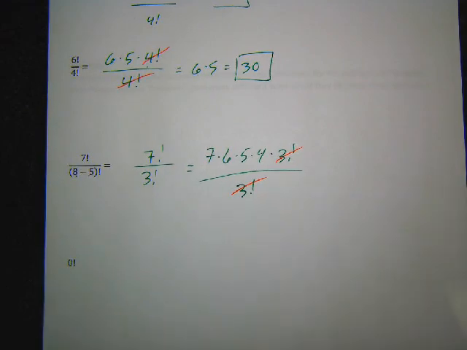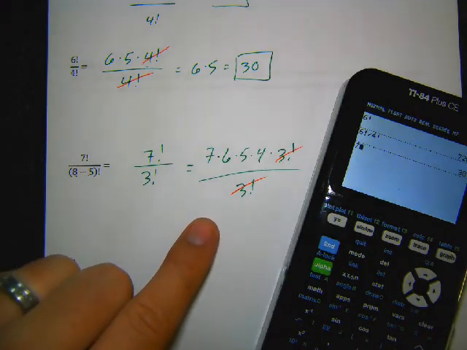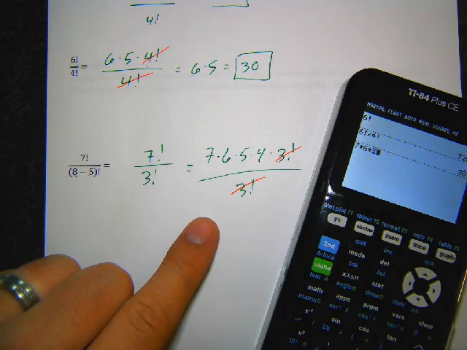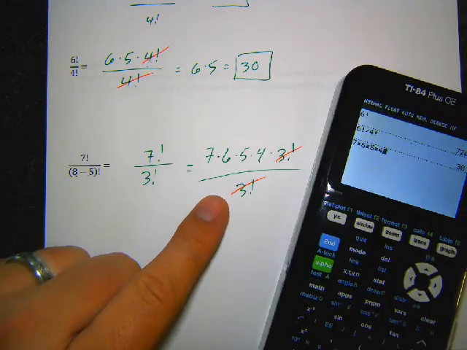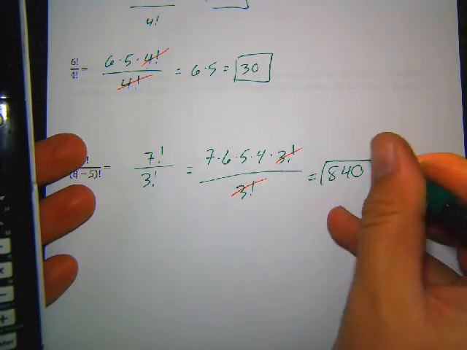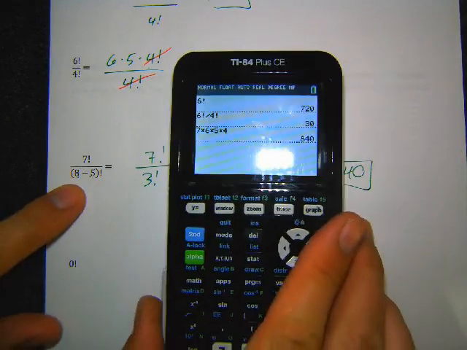This one I'm probably not going to do in my head. I could just type 7 times 6 times 5 times 4 and see that it's 840. So you can still work it out by hand. Or if you want to, you can type this whole thing in your calculator.